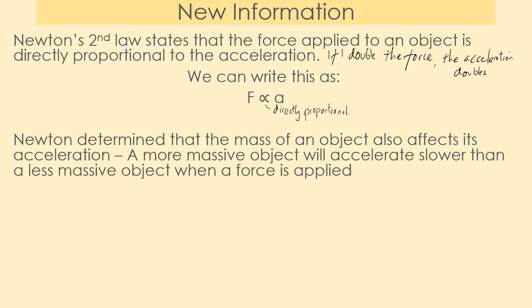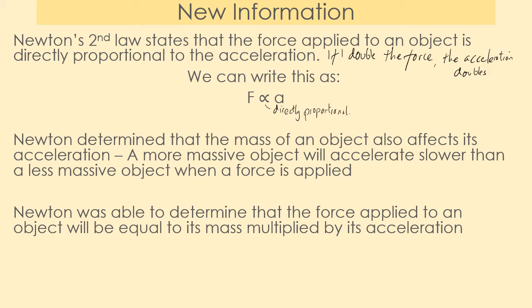Now, Newton also determined the mass of an object also affects the acceleration. So a more massive object, something that's heavier, will accelerate slower than a less massive object, a lighter object, when a force is applied. That makes sense. If I have something that's really heavy and I try and push it, it's not going to accelerate very fast. If it's very light and I push it with the same force, it's going to accelerate a lot quicker. That's why it's a lot easier to throw a tennis ball than a bowling ball. You have to put more force on the bowling ball to get it going with the same acceleration.